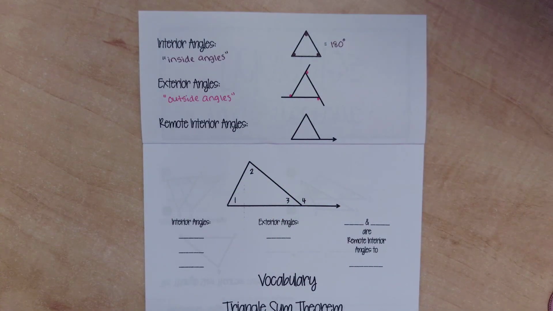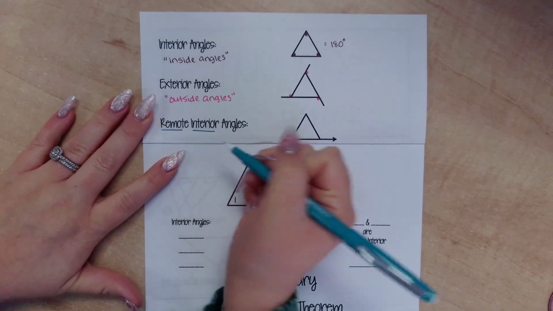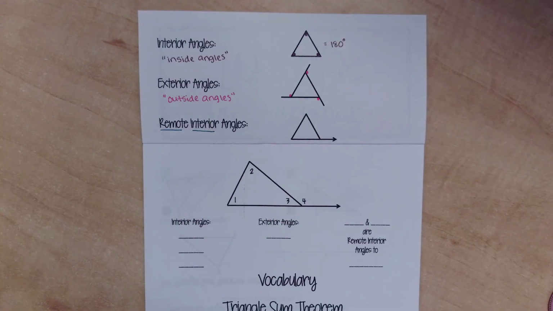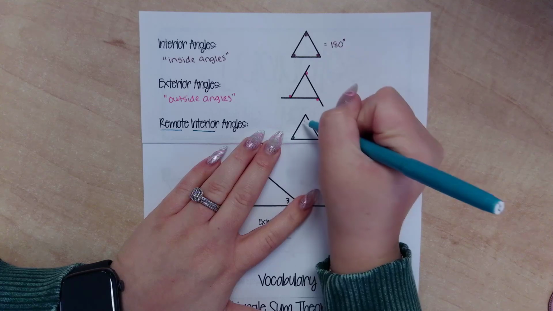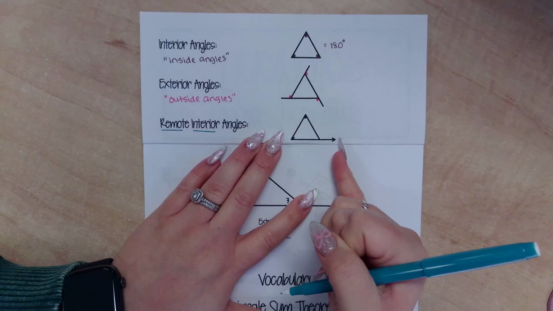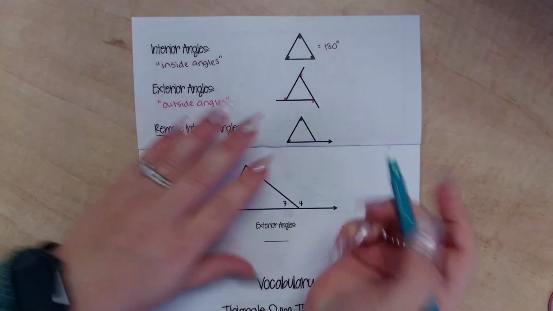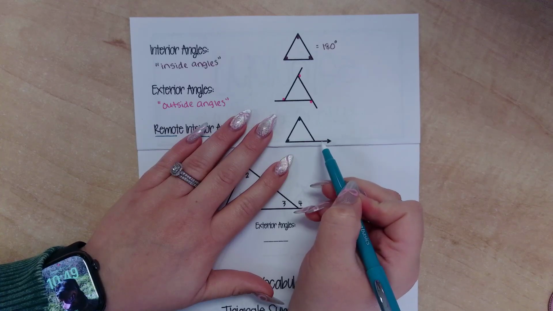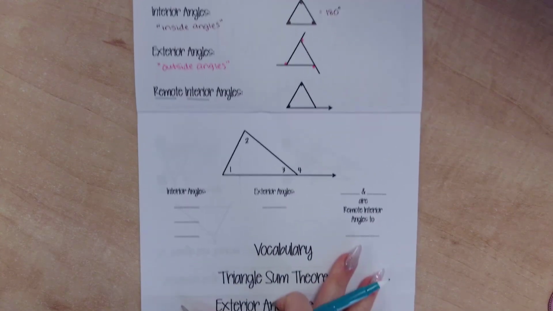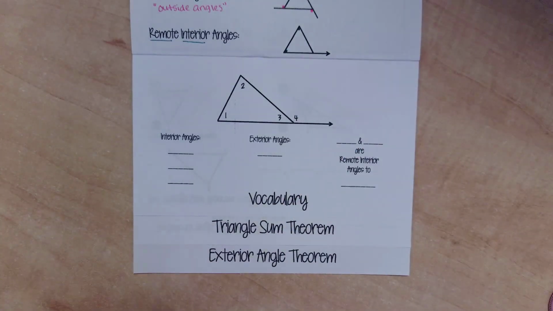Okay, then our last one, remote interior. This is the more 8th grade focused one, your remote interior angles. And these are your angles that are within your triangle, but they are not directly touching this outside angle right here. Okay, so remote interiors are the ones that are away from this outside angle right here, as you can see. So we're going to go to the bottom here, where I have a larger image, very similar to this one included, and we're going to list out the different types of angles.